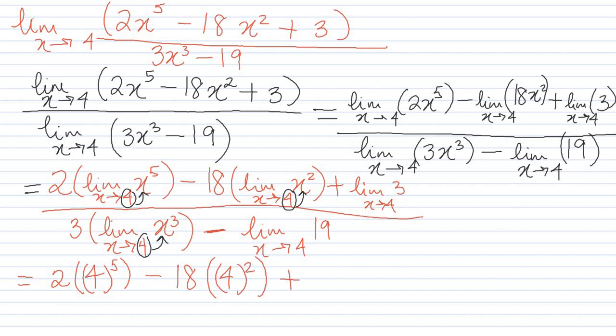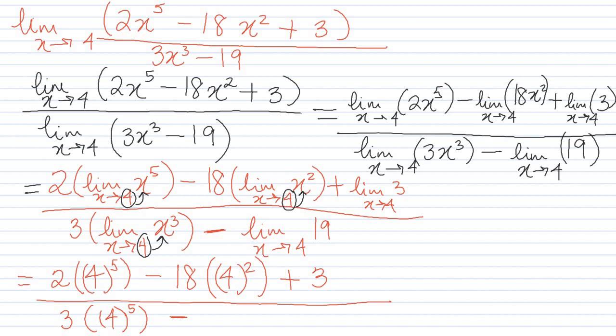Plus, we have a situation where we're asked to find the limit of a constant as a variable, in this case x, goes to a particular input value. It's not going to have any effect on it, so we're just going to have the constant. So we're going to put 3 here. And then we have 3 times 4 to the power of 3, so you have that, minus the limit of 19 as x goes to 4.